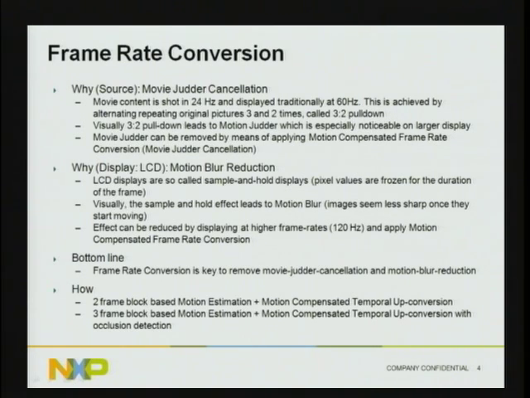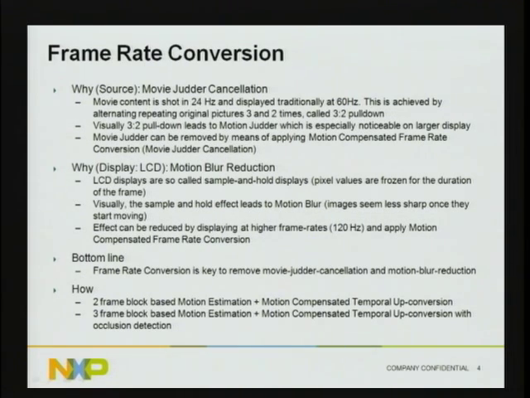And this judder becomes more pronounced once the display size gets bigger. And basically, frame rate conversion, so motion compensated frame rate conversion, tries to estimate, on a pixel by pixel basis, the motion, and interpolates the missing frames to get rid of that movie jitter. That's one reason why these frame rate converters were in the market traditionally.